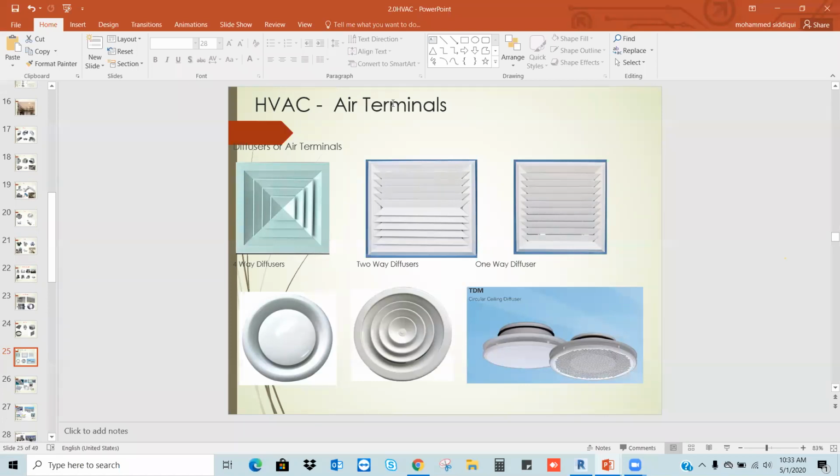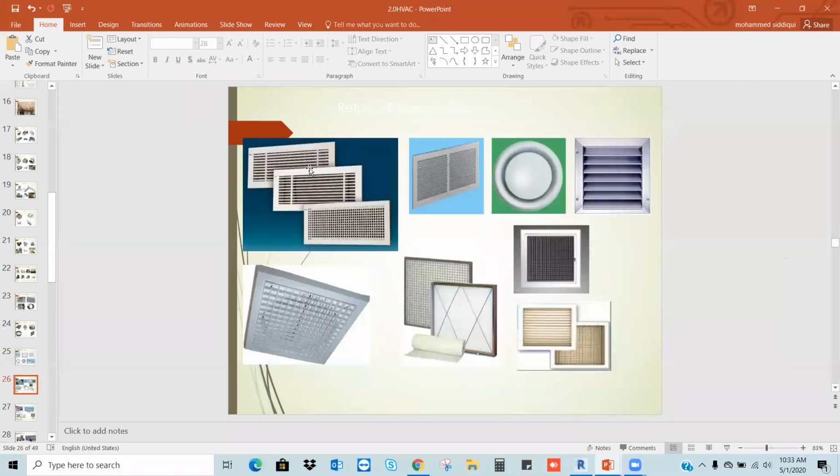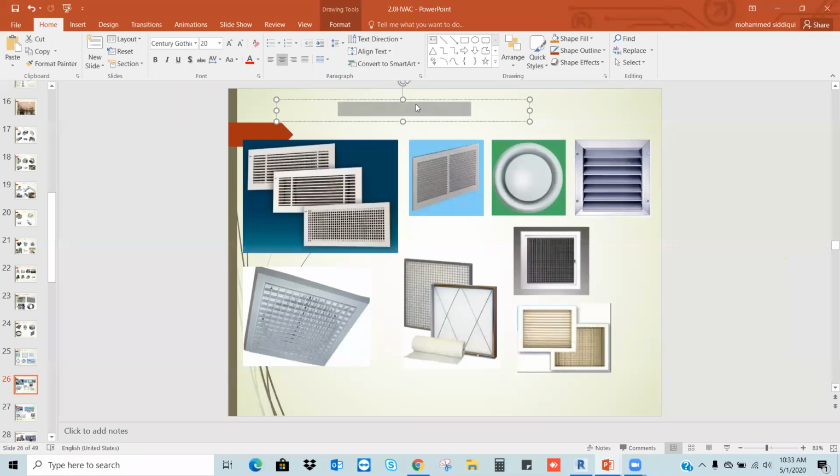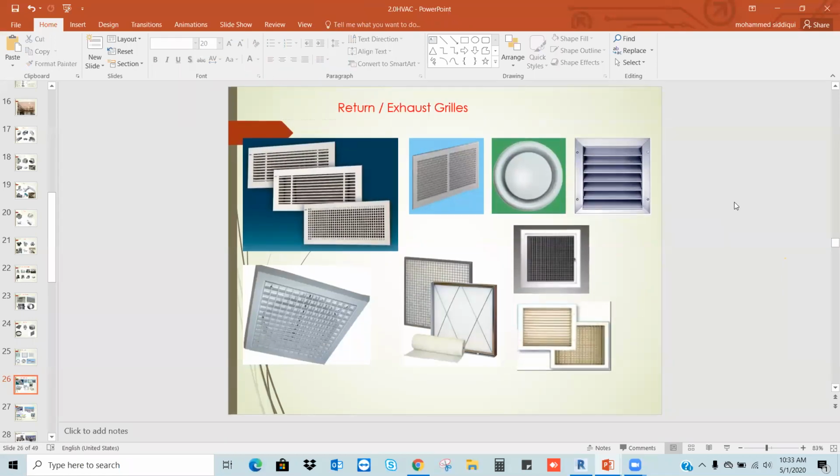It may be 4-way, 2-way, spiral, round, different kinds of diffusers according to what the architects suggest, to see the aesthetic way. Okay, we have the return diffusers. Like we are supplying the air into the room, in the same way we are taking this air back into the AHU. To take it back also we should have some kind of terminals. These are all air terminals only.